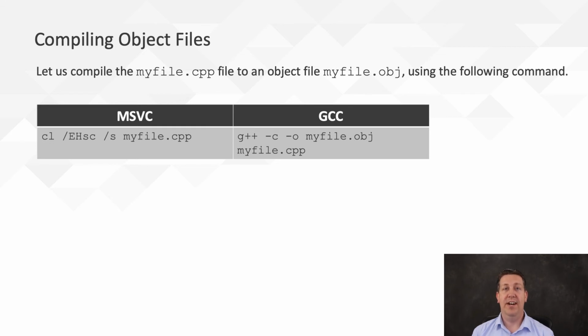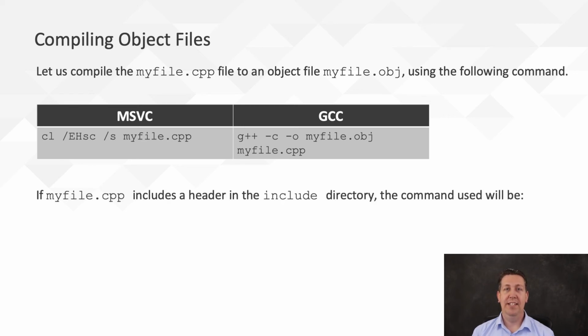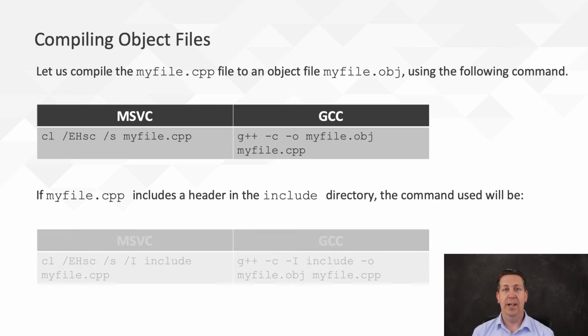When we compile, it is common to include some headers. We can include the headers defined in the C++ standard without performing any action. But in case we want to include user-defined headers, we need to tell the compiler in which folders to look up the header files. For Visual Studio, you need to pass the parameter as /I path, where path is the path to the directory to look in for the header. For GCC, you need to pass the parameter as -I path, where path has the same meaning as in Visual Studio. If myfile.cpp is including a header in the include directory, we would compile the file with the following commands.